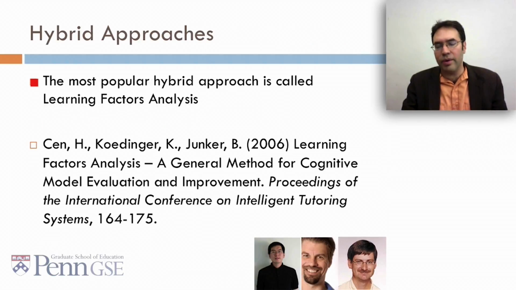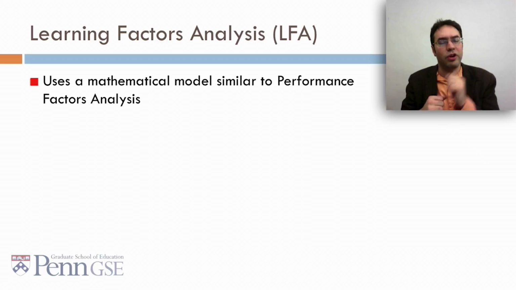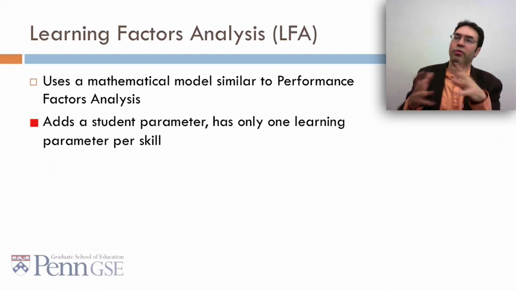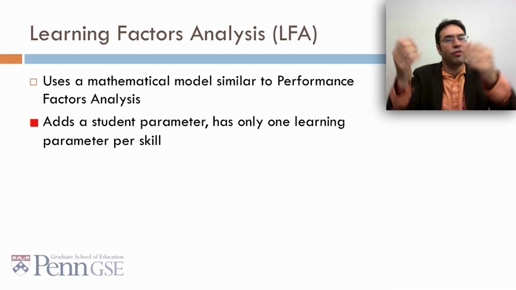The most popular hybrid approach is called learning factors analysis, and it's by Hao Sen, Ken Katinger, and Brian Junker. Learning factors analysis uses a mathematical model similar to performance factors analysis. It actually came first. It adds a student parameter, which is useful because it helps you fit the data better, and we actually don't care about using this in real time because we're trying to refine our knowledge structure.